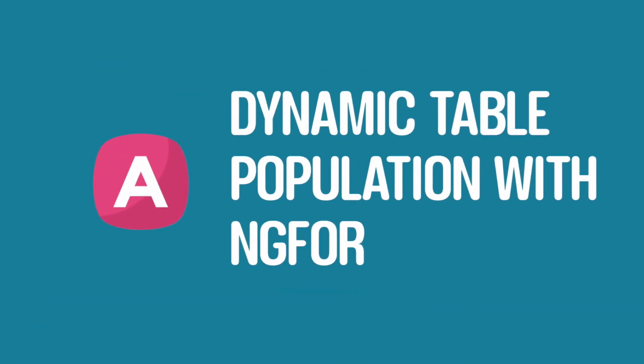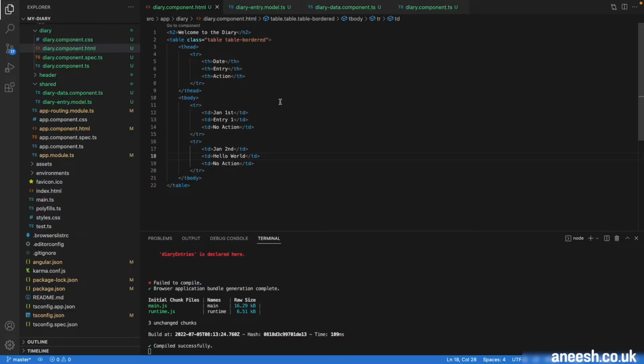Now within the diary HTML, I can now use the ngFor structural directive to loop over the diary entries that we have in the TypeScript file. In the first table row tag, I will use an asterisk followed by ngFor equals to let diary entry of diary entries, and this will allow us to loop over our array of diary entries. Our HTML table rows will now be repeated for every entry that we have in our array.